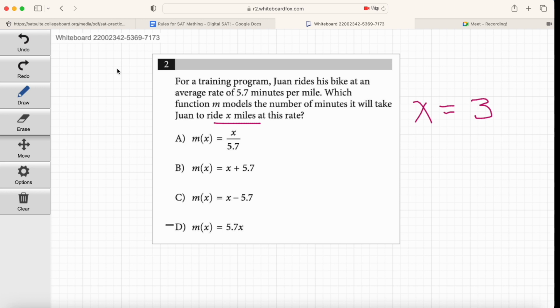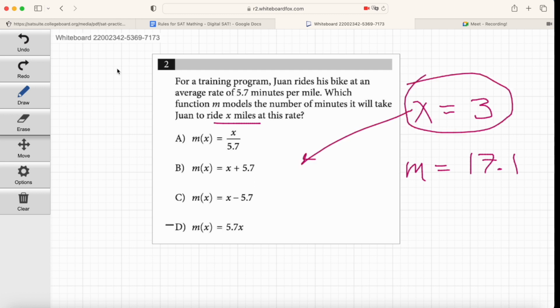17.1. Yeah, so the number of minutes equals 17.1. So we know when X is 3, the right answer also has to give us 17.1 when we plug it in. I don't even think we need to plug in to some of these answers because they look silly. When we plug in a 3 for X, we're not going to get 17.1. What can we get rid of right off the bat?